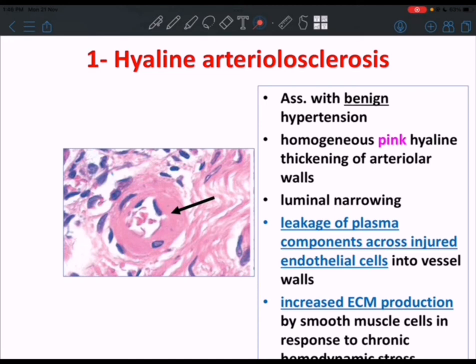This pinkish material is leading to luminal narrowing, thickening in the wall plus luminal narrowing. The consequence would be decreased blood flow and ischemia.